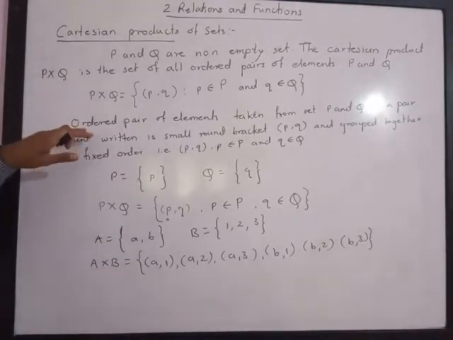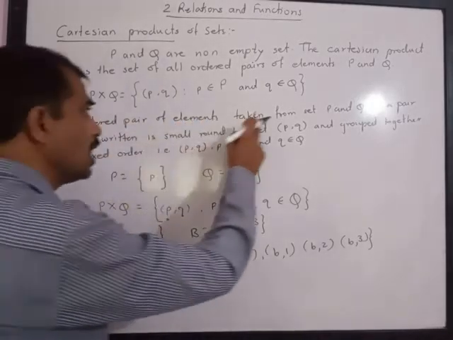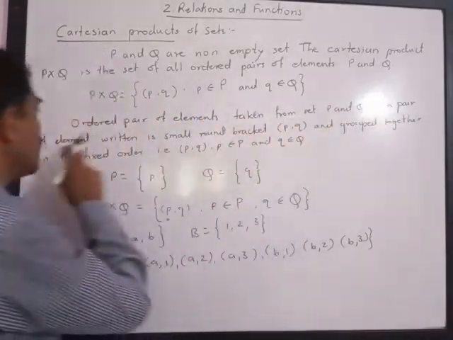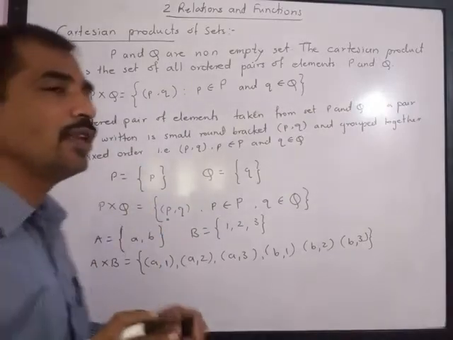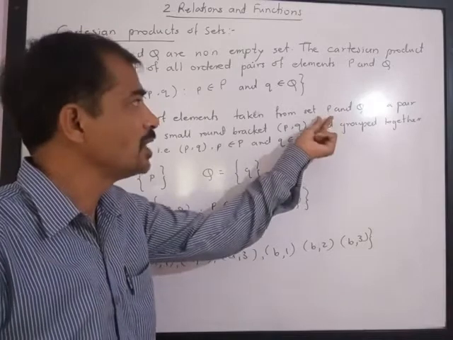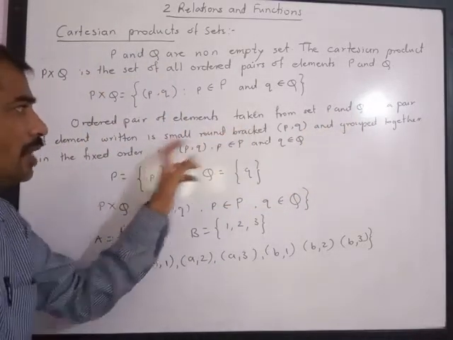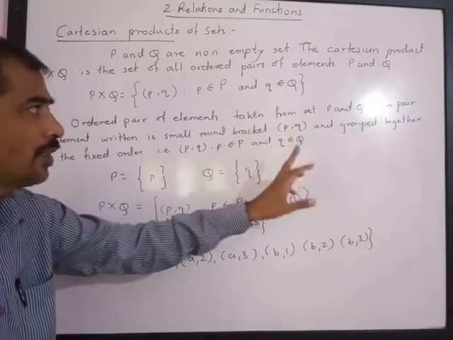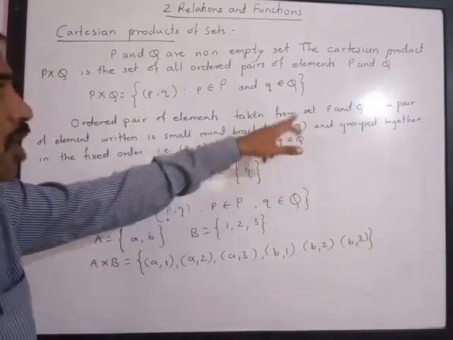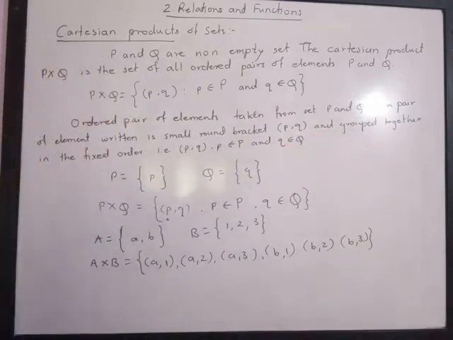An ordered pair is explained here. An ordered pair of elements taken from sets P and Q is a pair of elements written in small round brackets, in such a way that the first element belongs to the first set and the second element belongs to the second set.